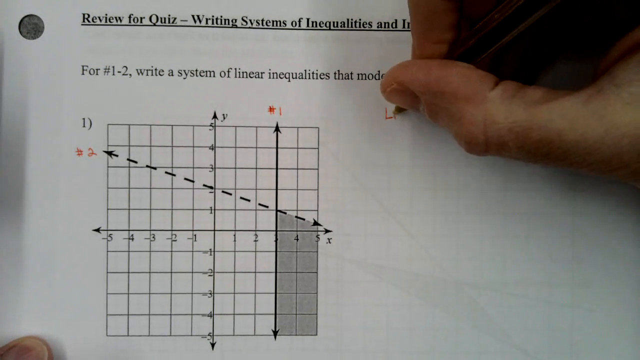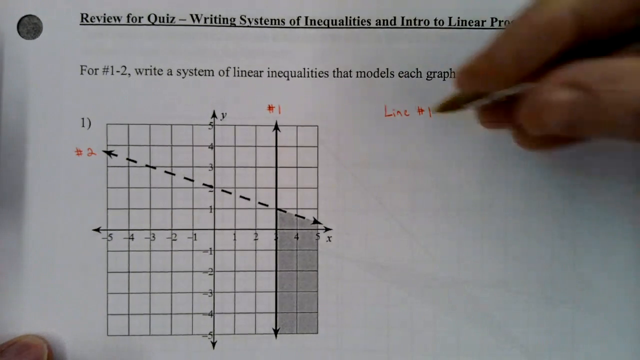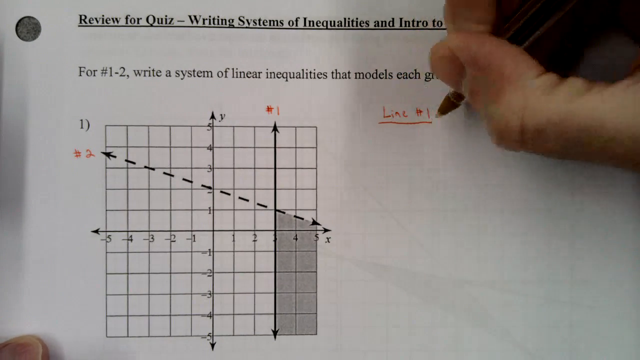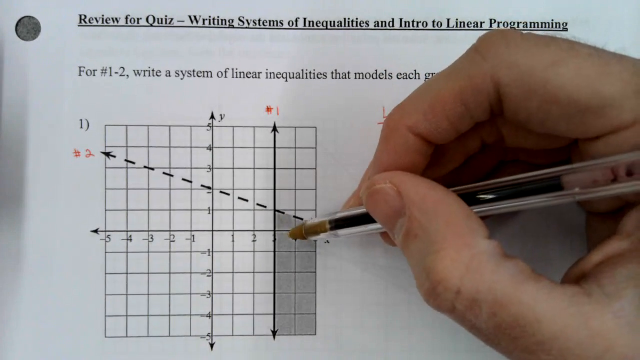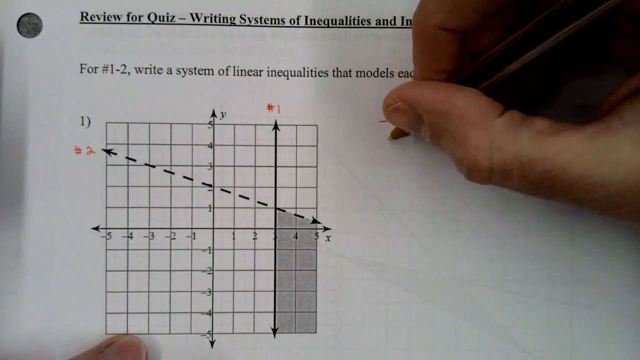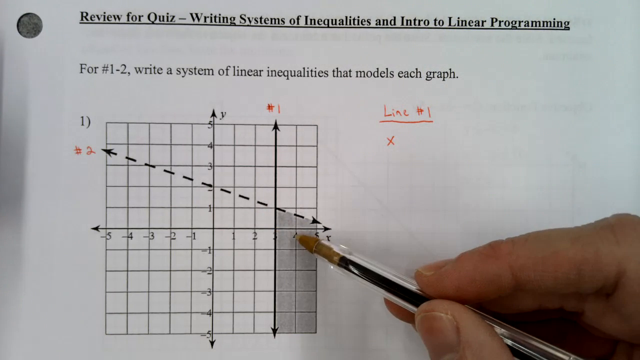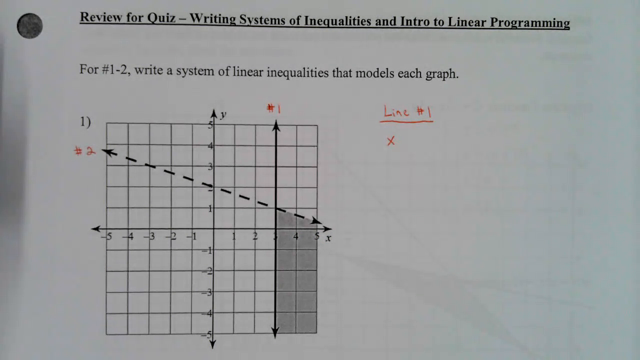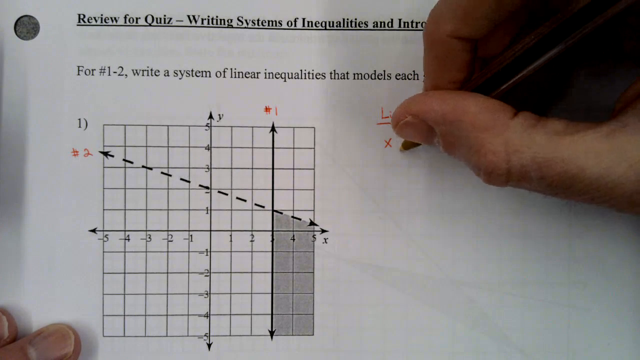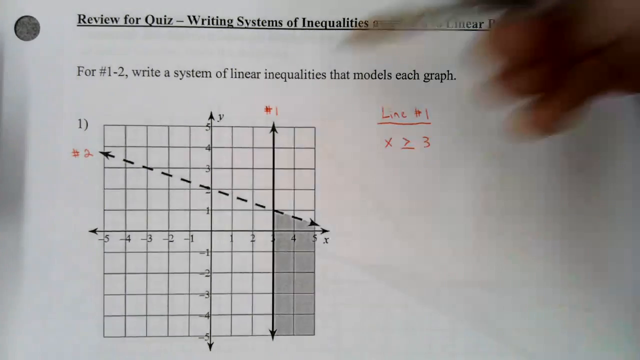Okay, whenever you have a vertical line, it's always x equals a number. So in this case, it's going to be x, and it's not going to be equal because it's inequalities. And you're shading to the right. So look at this. This is 3. This is 4. This is 5. If I keep going, I'll have 6, 7, 8, 9, 10, 11, 12, and so on. So I'm doing x is greater than or equal to 3. Okay, 3 because it's at 3.